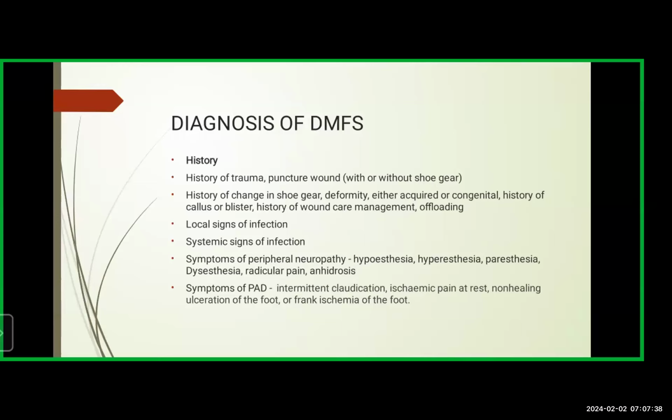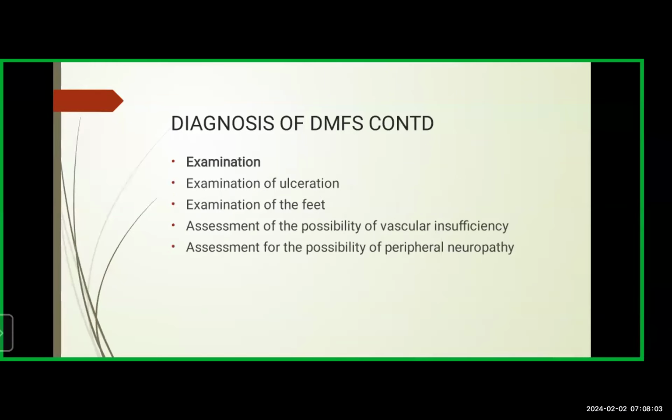How to make a diagnosis of diabetic foot syndrome? From the history, is there a history of trauma or puncture wound? Sometimes it may be spontaneous, and there are local or systemic signs of infection. Does this patient have features of peripheral neuropathy, such as paresthesia, hyperesthesia, dysesthesia? The patient may have features of peripheral artery disease like ischemic pain at rest or intermittent claudication. We examine the ulcer, the feet, and also assess the possibility of vascular insufficiency and peripheral neuropathy.